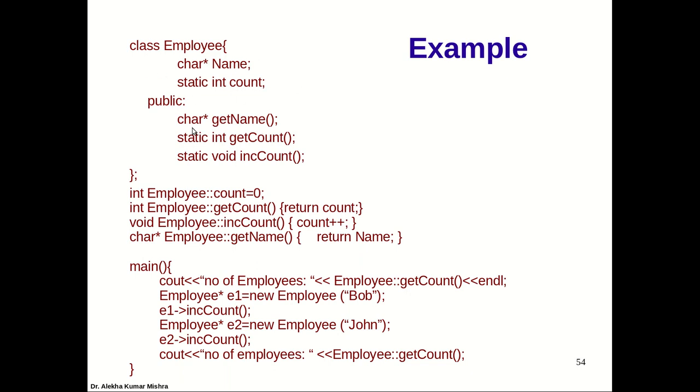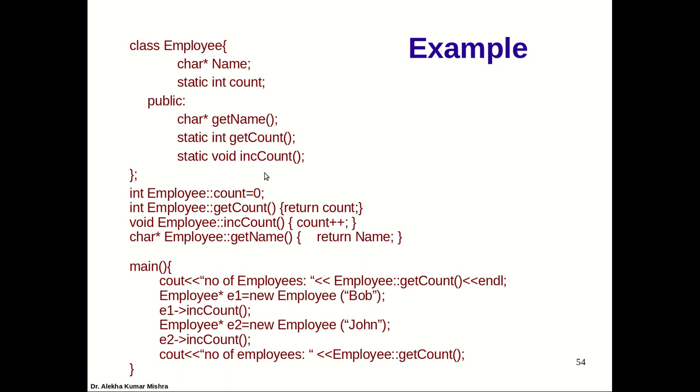So we have three methods: getName, getCount, and static void incCount. Among these, one member function is non-static, that is getName, but getCount and incrementCount are both static member functions. That means they are allowed to operate only on the one static data member, that is count. They are not allowed to access name.